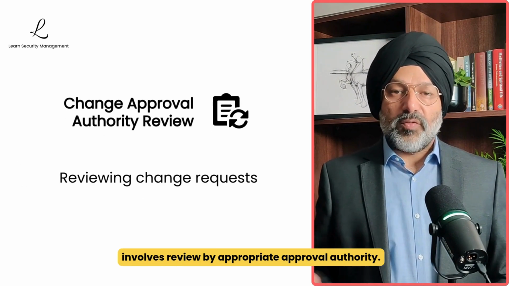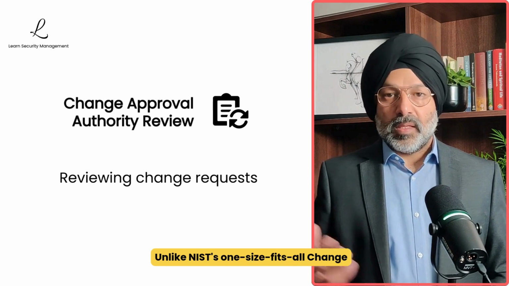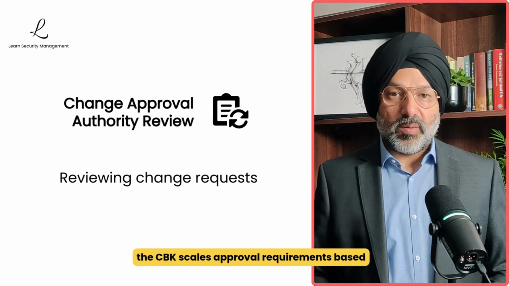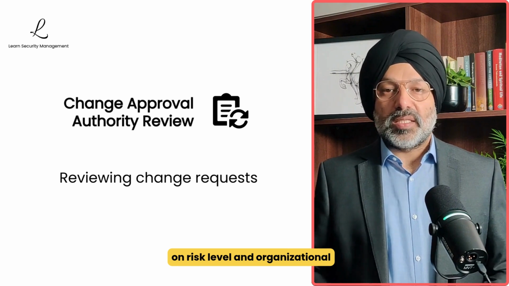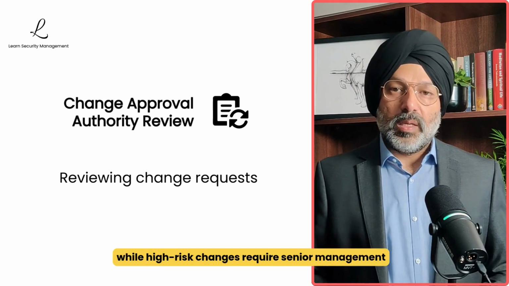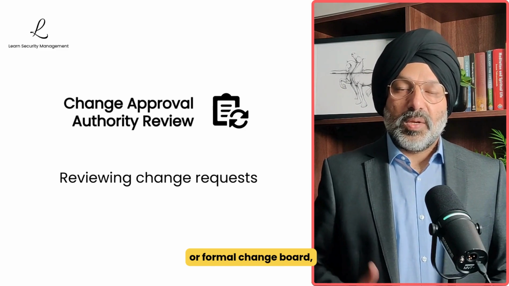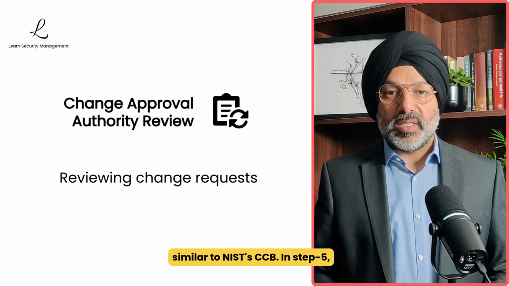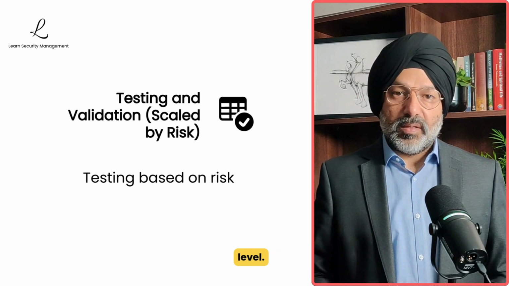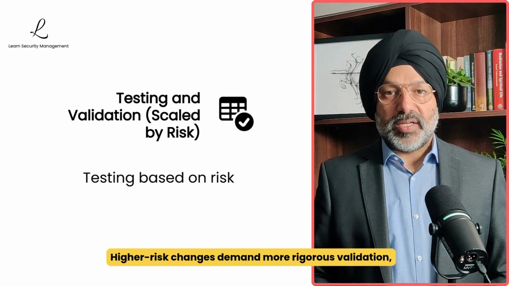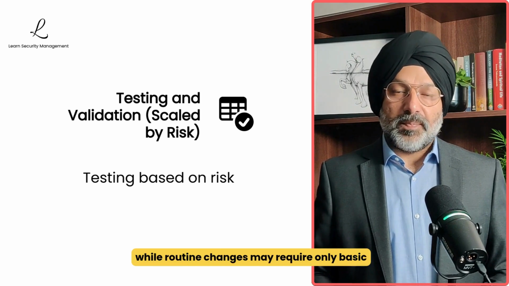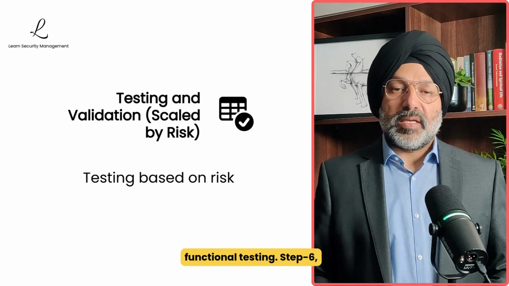Step 4 involves review by appropriate approval authority. Unlike NIST's one-size-fits-all change control board, the CBK scales approval requirements based on risk level and organizational impact. Low risk changes might need only departmental approval, while high risk changes require senior management or a formal change board similar to the NIST CCB. In step 5, testing requirements similarly scale with risk level. Higher risk changes demand more rigorous validation, including security testing, user acceptance testing, and performance impact assessment, while routine changes may require only basic functional testing.